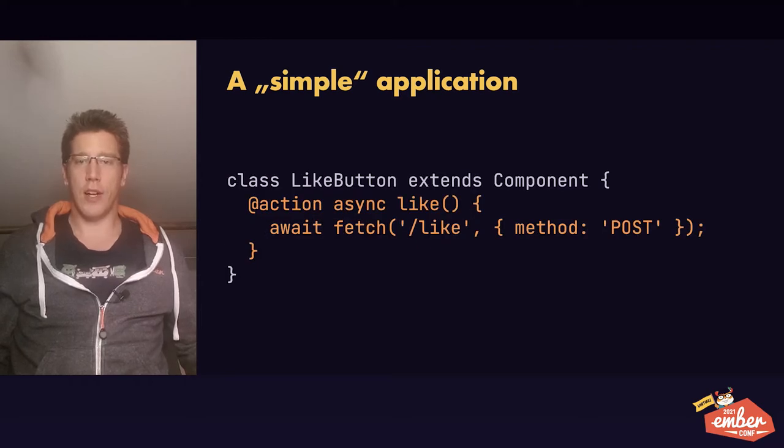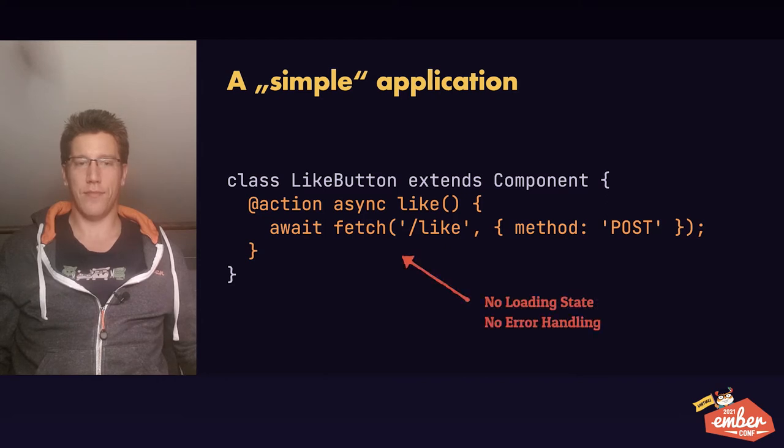This is the component class, and it's not too complicated either. We have a like action, and that triggers the network request. And that's basically it. But as you can see, there is no loading state, and there is no error handling yet. So let's change that.